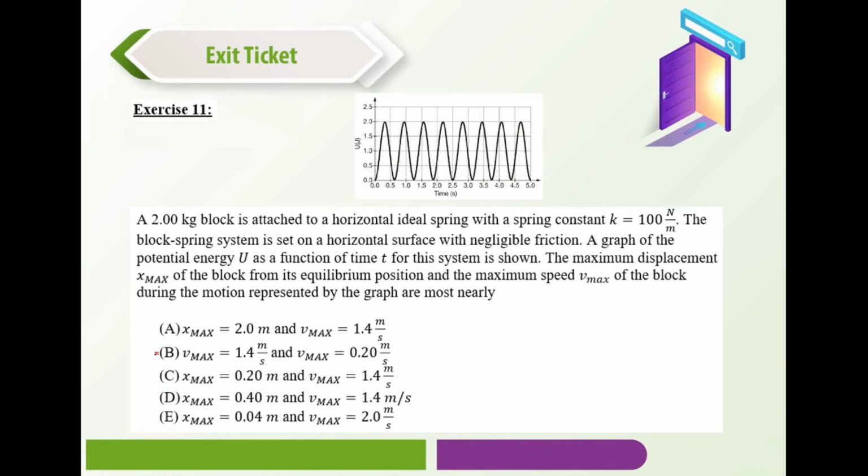Now exercise 11, which is an exit ticket for today's video. A 2 kg block is attached to a horizontal ideal spring. Ideal, which means we can use the fact that U_s is half kx squared, with a spring constant k given by 100 newtons per meter. The block-spring system is set on a horizontal surface with negligible friction. A graph of the potential energy U as a function of time for the system is shown. The maximum displacement x max of the block from its equilibrium position and the maximum speed v max of the block during the motion represented by the graph are most nearly.